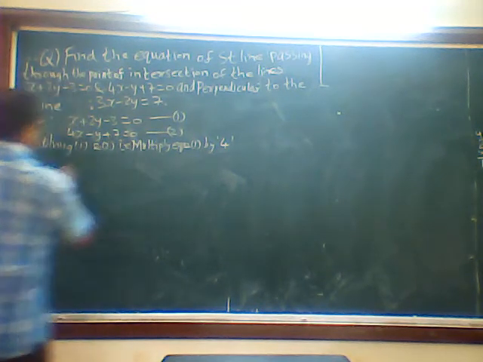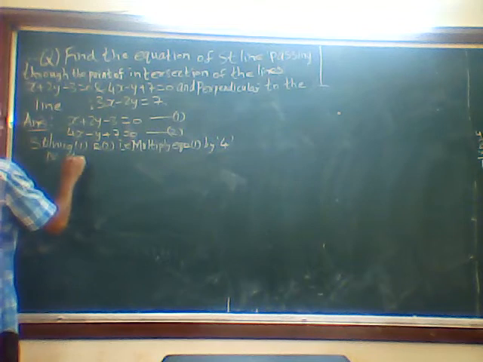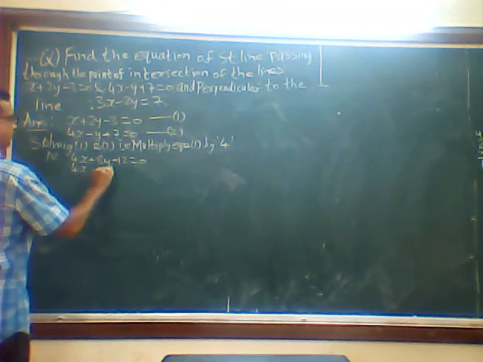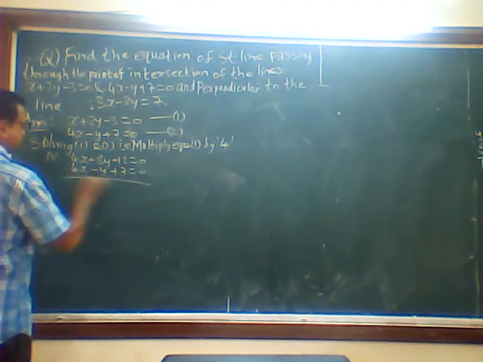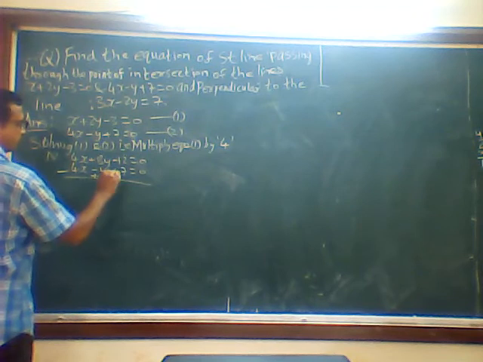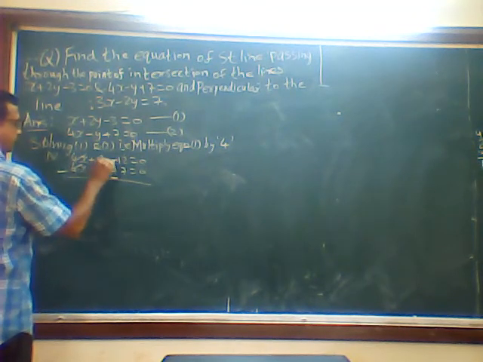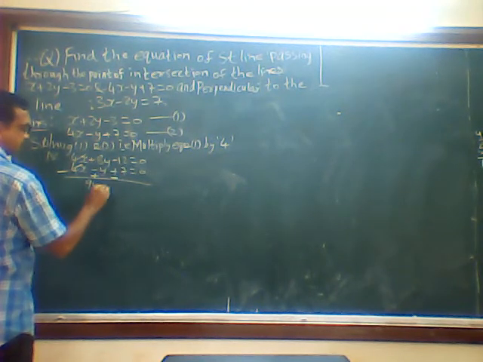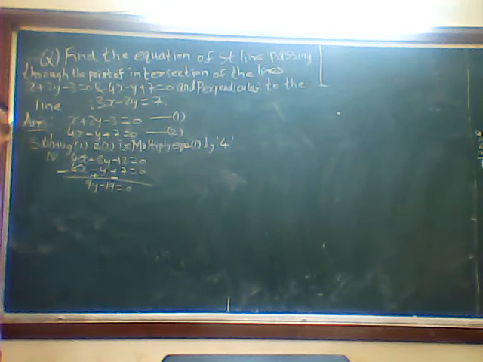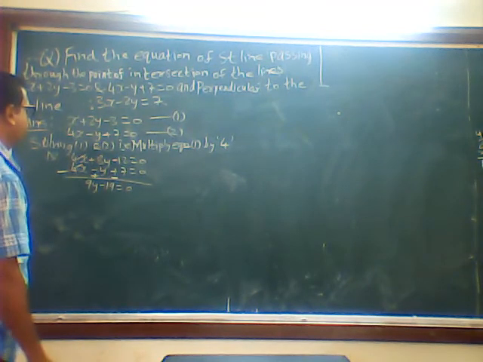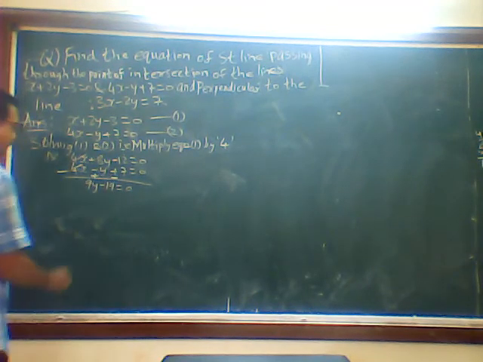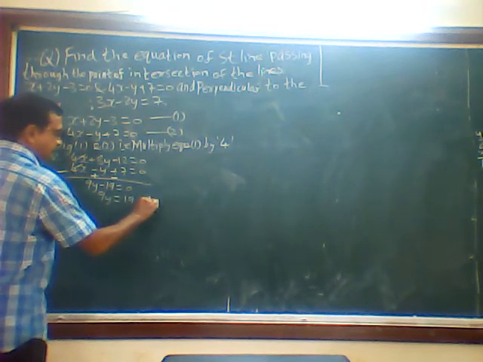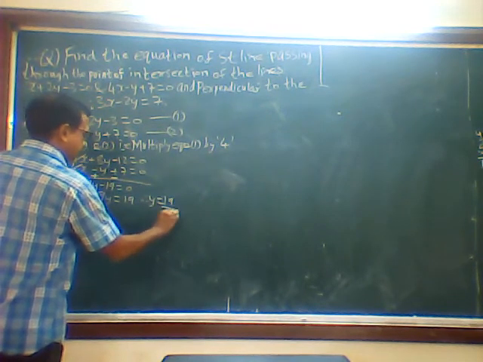4x plus 8y minus 12 is equal to 0, and 4x minus y plus 7 is equal to 0. Subtracting, 8y plus y is 9y, and minus 12 minus 7 is minus 19. So 9y is equal to 19. Therefore, y is 19 by 9.